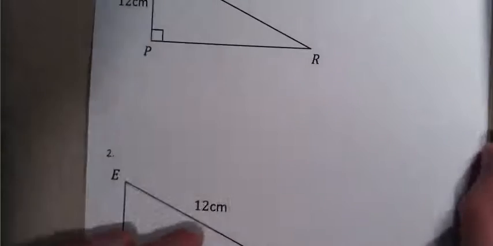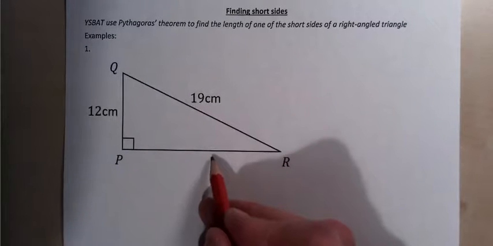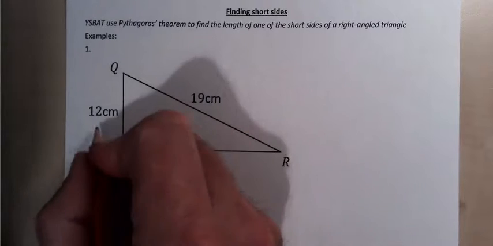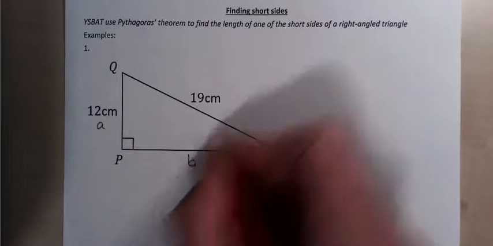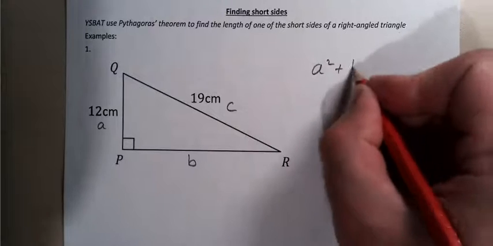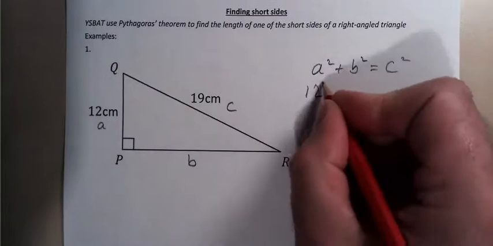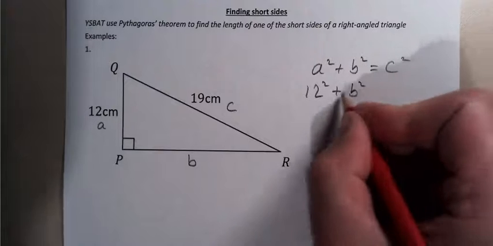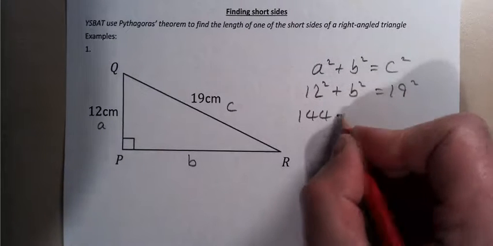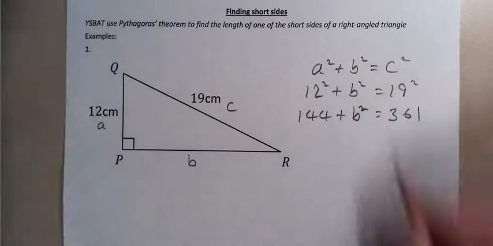Sometimes as well we actually have to find the shorter side, and we need to be a lot more careful here. So our answer shouldn't be bigger than 19, otherwise we've messed up. And I'm actually going to flip around our Pythagoras theorem for this one. Anyway, label the sides first of all, A and B and C. C always has to be the longest one. And I'm going to write it as A squared plus B squared equals C squared. So I will have 12 squared plus B squared, because that's the one I'm trying to work out, equals 19 squared. 144 plus B squared equals 19 squared gives me 361.